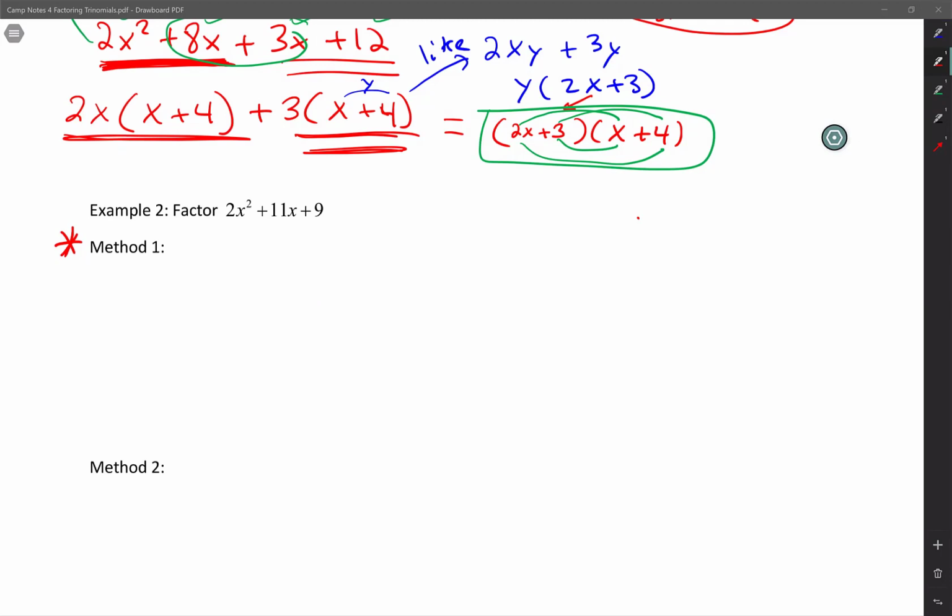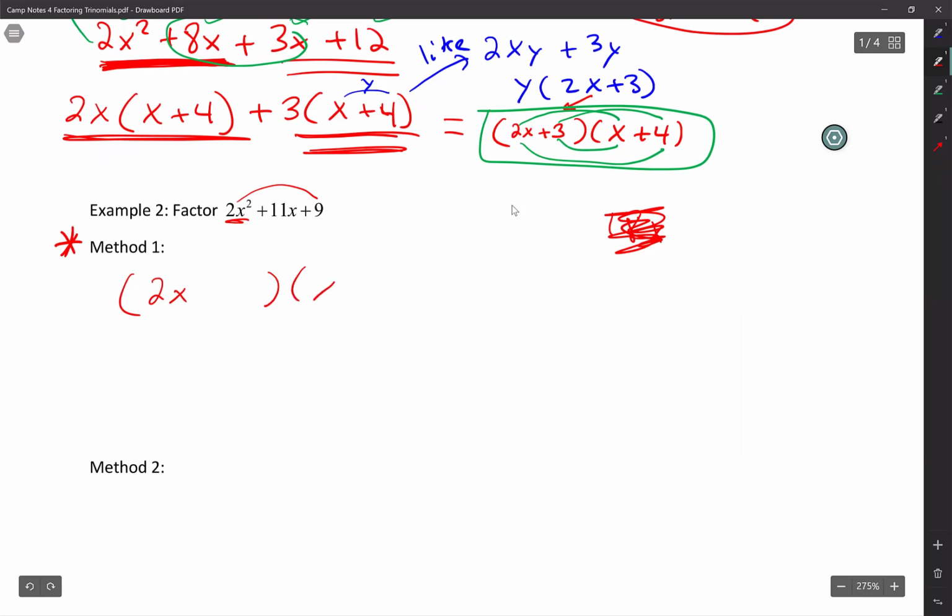So here we go. So 2x squared plus 11x plus 9. 2x squared times 9, that is 18x squared. Oh, we said method 1. See, I'm all messed up now. All right, method 1. The only way to get a 2x squared is 2x times x. And the only way, let's see, 9 you can get it 2 ways. 3 times 3 or 9 times 1.